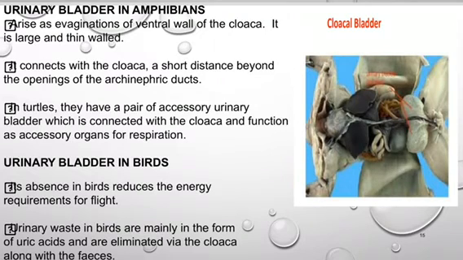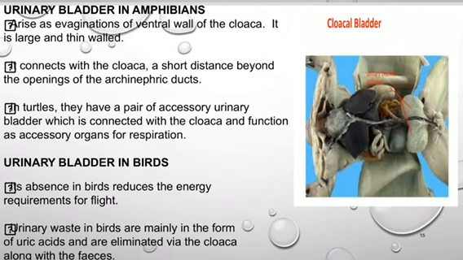The urinary bladder is absent in birds, and this reduces the energy requirements for flight. I said except the ostriches. Urinary waste in birds is usually in the form of uric acid and is eliminated via the cloaca along with the feces. So both the urine and the feces of birds go out through the cloaca.